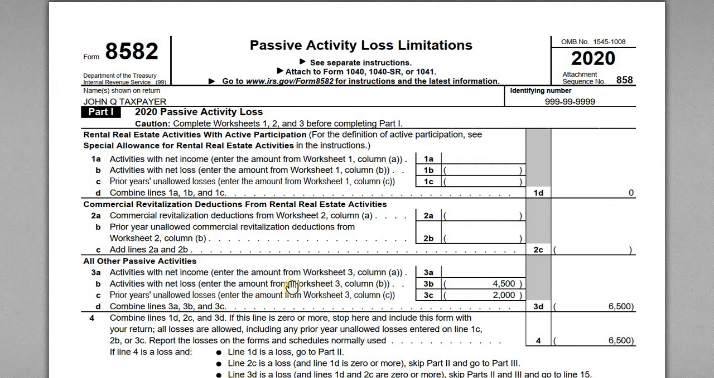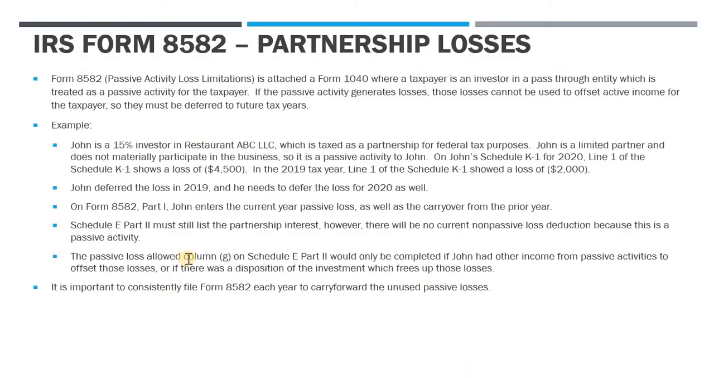So I've got a sample 8582 in front of us here with the other 1040 pages as well, and then a slide that covers the fact pattern that we're going to look at, and basically what the form is designed to accomplish. So this form, like I said, is attached where you have a taxpayer that's an investor in a partnership or an S corp, and their interest in it is of a passive nature, right? And so it's important to distinguish passive versus non-passive, because when you have passive activity losses, those losses cannot be used to offset active income.